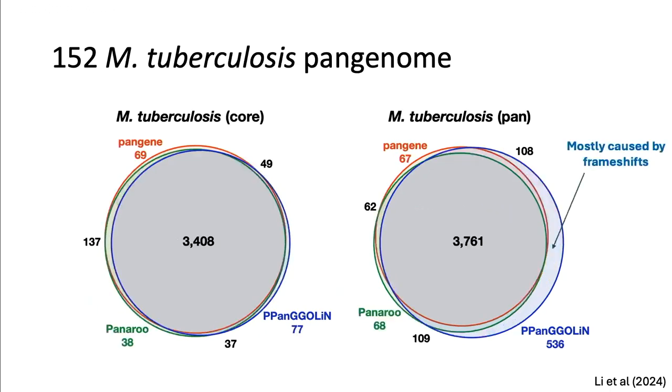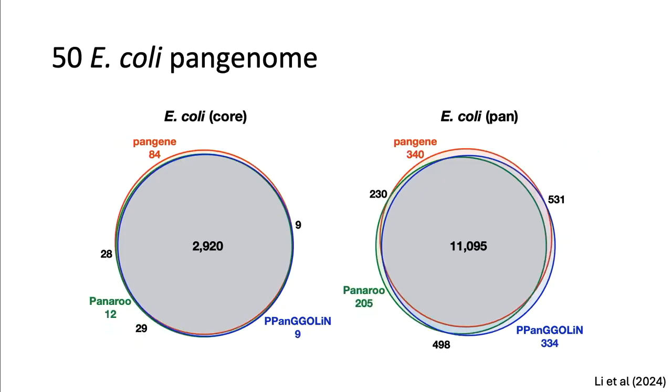Just go back to this slide. You can see the pangenome and the core genome are about the same, which means this MTB has a very tight pangenome. In the bacterial world, it's called a closed pangenome. And for this one, people usually call it an open pangenome because this number is much larger.